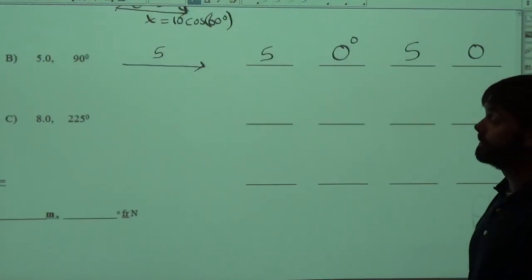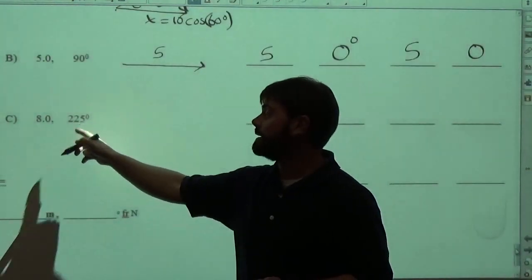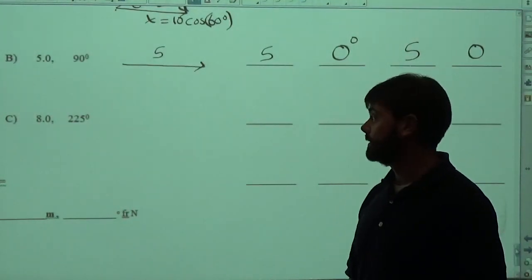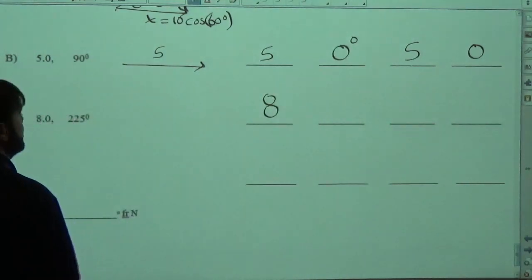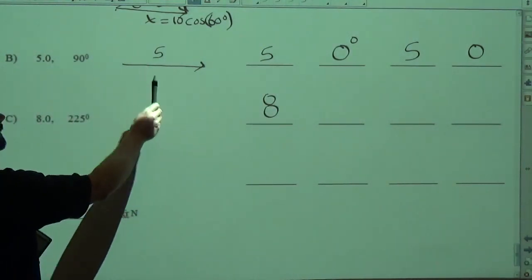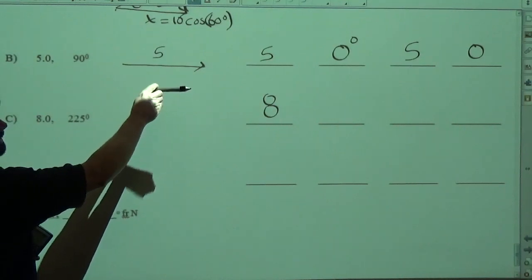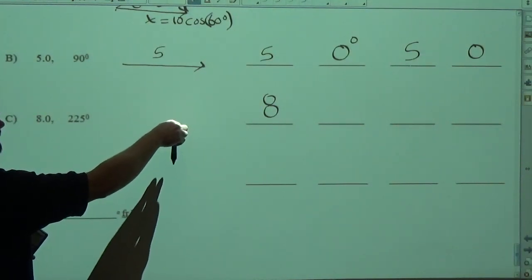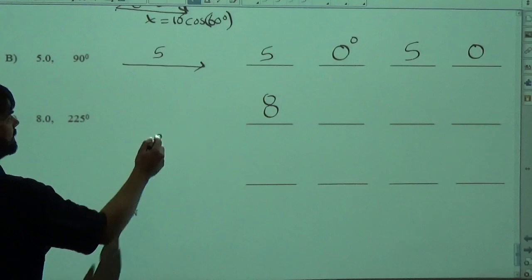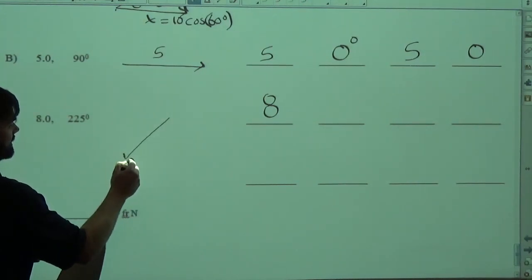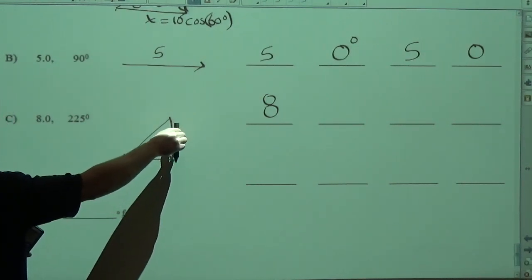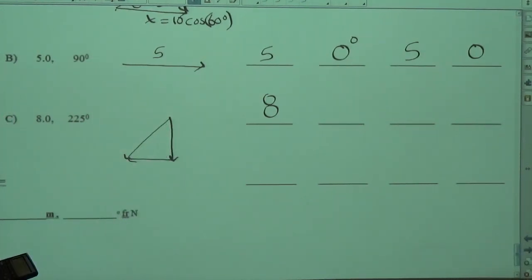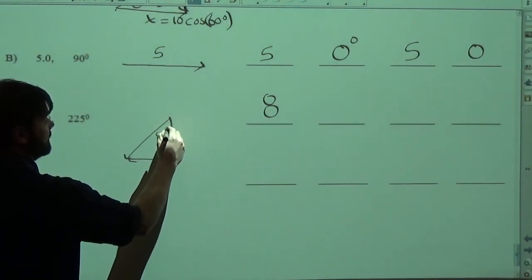Letter C, vector C, says it has a magnitude of 8 and a bearing of 225 degrees. So I know that the magnitude of it's 8. And 225, again, we got to think a little bit. Straight up and down is 0, straight to the right is 90, straight down is 180, and straight to the left is 270. So I know that this one will be pointed somewhere in this direction. So it's going to go down, and then it's going to go to the left. So again, 180 here, what do I need to add to 180 to get to 225? Means I would have to add 45 degrees.